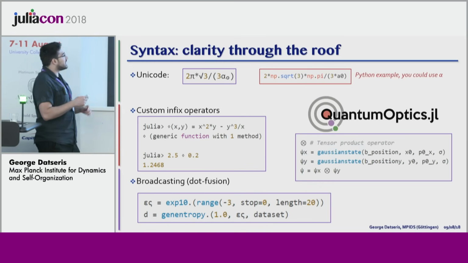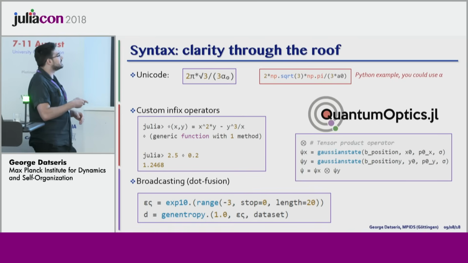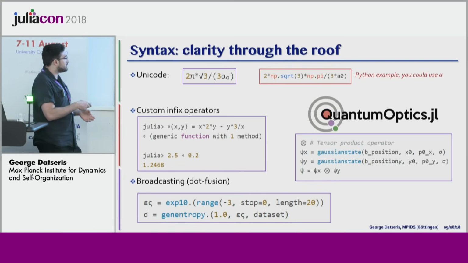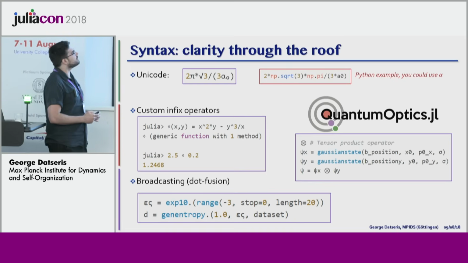Last thing about syntax that I also really love is the broadcasting, also called dot fusion, which means, hey, you have a bunch of arrays, and you want to broadcast a function along the different dimensions. So the only thing you have to do is you put your dot here, and Julia takes care of everything. And of course, the important part is that this applies to user-defined functions as well, not only built-in stuff.